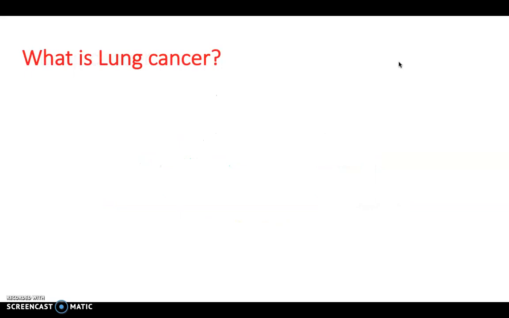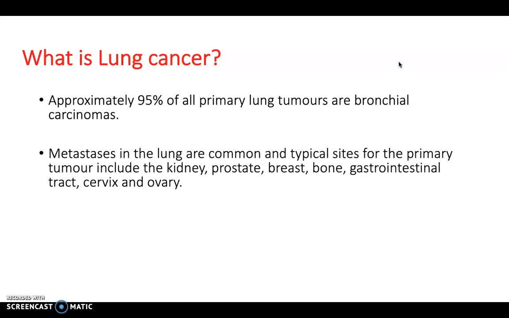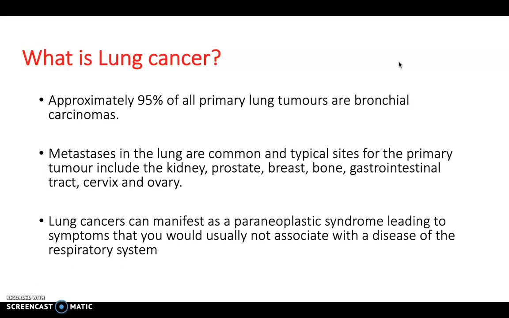So lung cancer, of course, is carcinoma of the lung, and approximately 95% of primary lung tumours are bronchial carcinomas. Now, commonly as well, other tumours metastasize to the lung, and these are from other primary tumours including from the kidney, the prostate, the breast, bone, GI tract, cervix and ovary, so pretty much most cancers can metastasize to the lung. Unfortunately, lung cancers do have a fairly poor prognosis, generally speaking, unless caught extremely early, and often, unfortunately, they're not caught that early because the symptoms are quite non-specific.